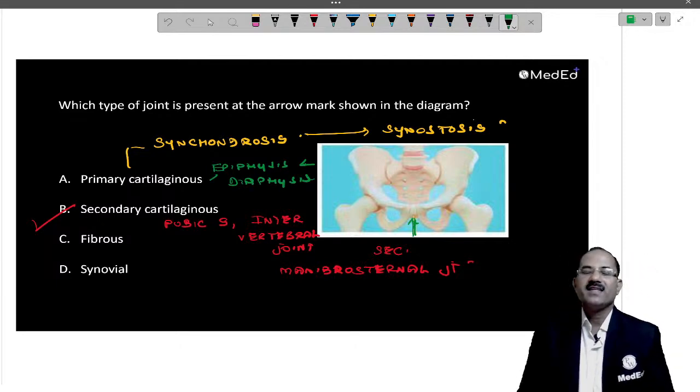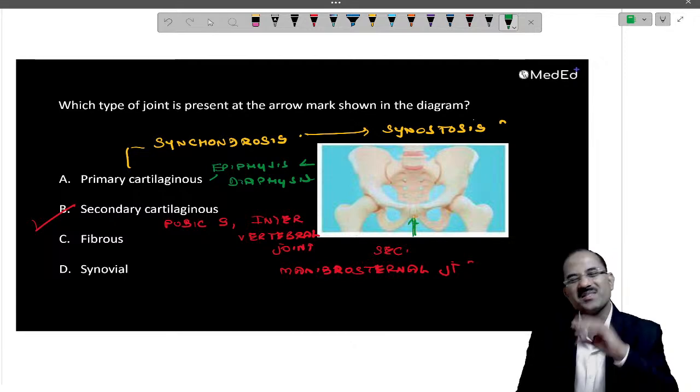Joint between epiphysis and diaphysis. The symphysis menti, that's a primary cartilaginous joint.